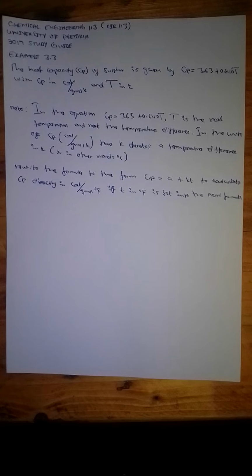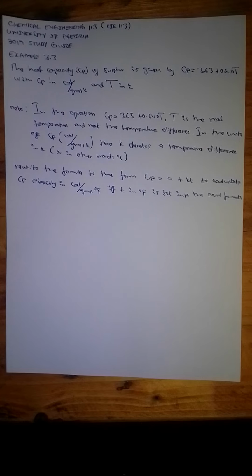Today we're continuing with our 2017 study guide of our CIR 113 module. We're looking at example 3.3, the very last example of section 1. It says the heat capacity Cp of sulfur is given by the equation Cp equals 3.63 plus 0.640 T, with Cp in calorie per gram mole Kelvin and T in Kelvin.